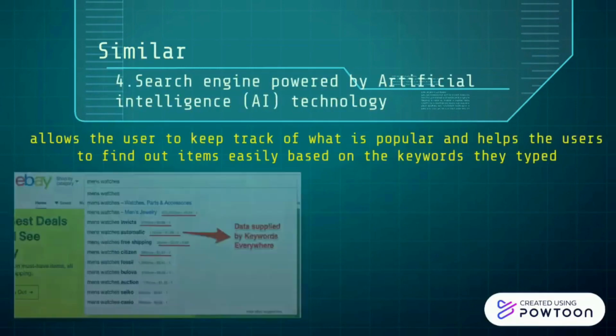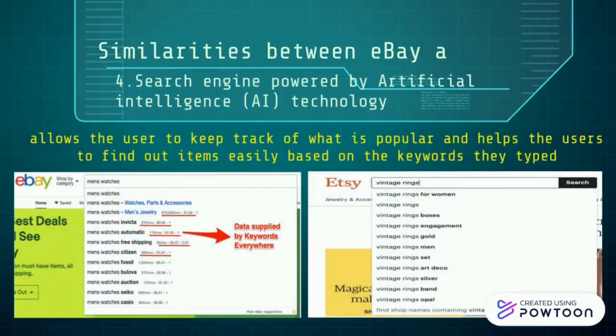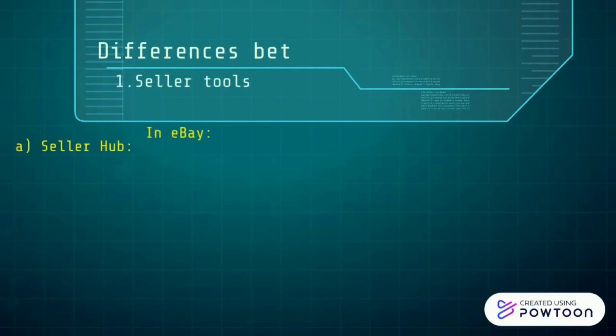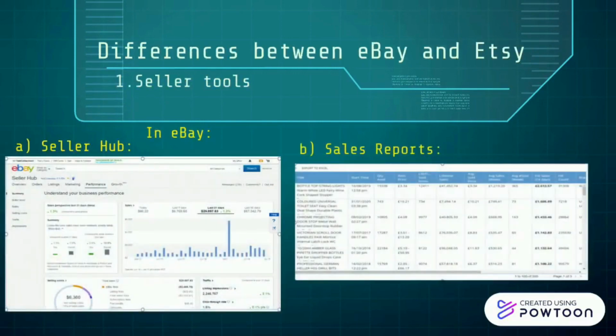Another similarity between eBay and Etsy is the search engine powered by artificial intelligence (AI) technologies. This technology allows the user to keep track of what is popular and helps the user find items easily based on the keywords they type.